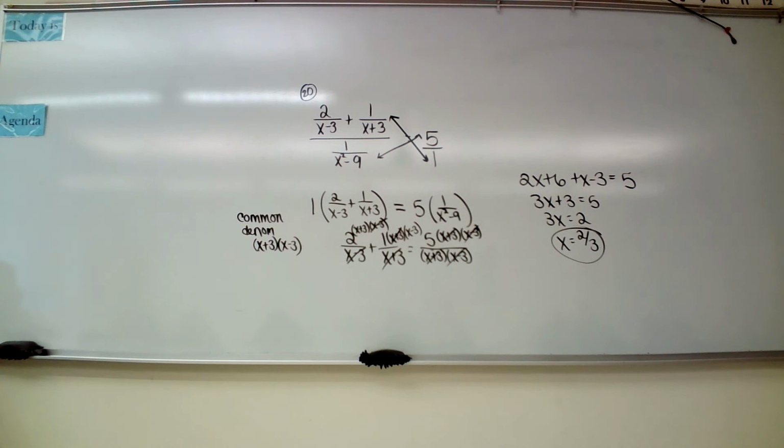When you multiplied it to the 1 over x squared minus 9, you did 5 over 1, right? Yeah, exactly. So that's why you just multiply 5 times the numerator. Yep.